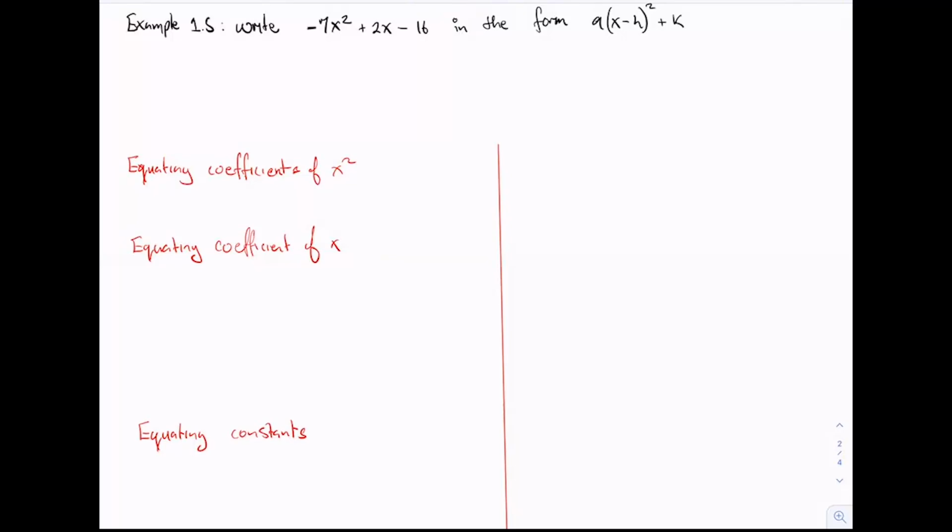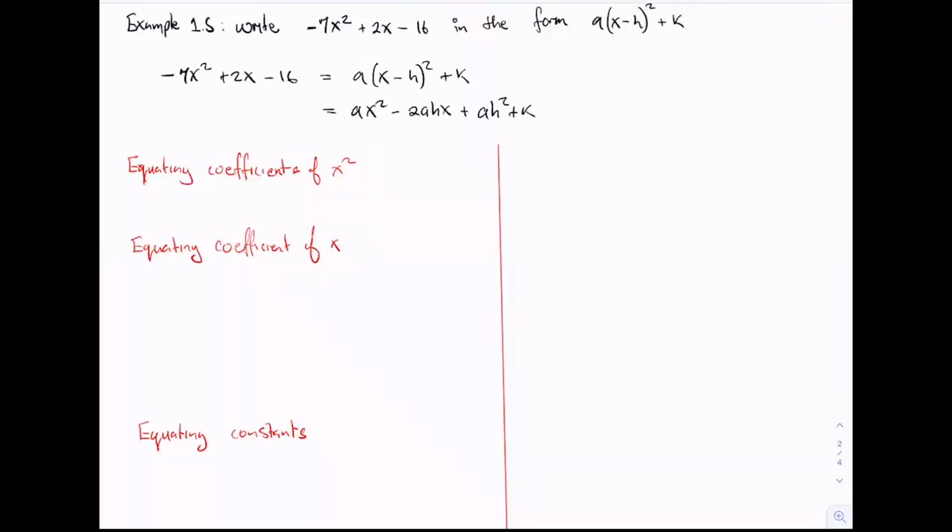So once you see a question that looks like this, it's basically asking you to complete the square. And here we're using the method of equating coefficients. As you can see, I've listed here the steps which are involved. Once we can complete these 3 steps, you can complete the square for any quadratic expression. So the first step is to take our minus 7x squared plus 2x minus 16, and we're equating that to a times x minus h all squared plus k. Expanding our right-hand side gives us a times x squared minus 2ahx plus ah squared plus k.